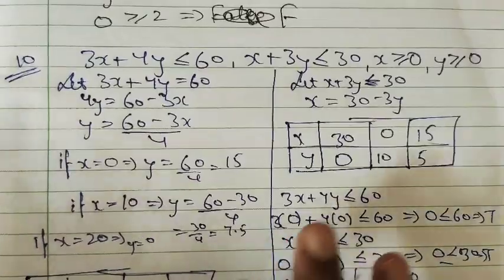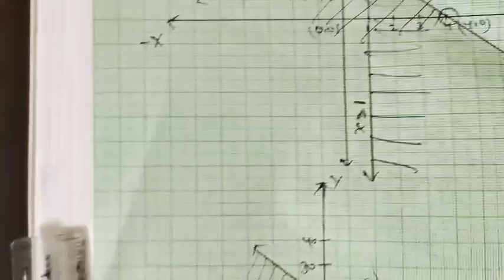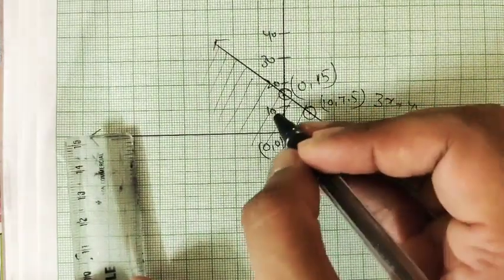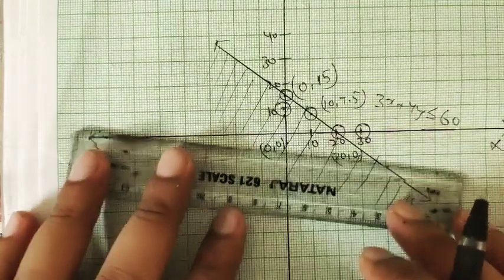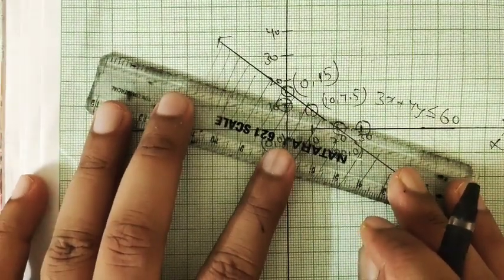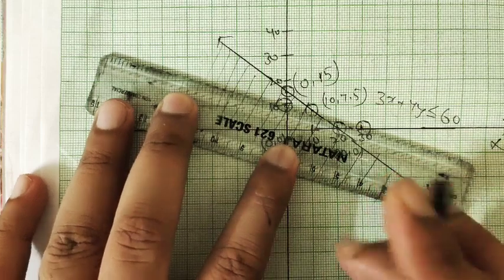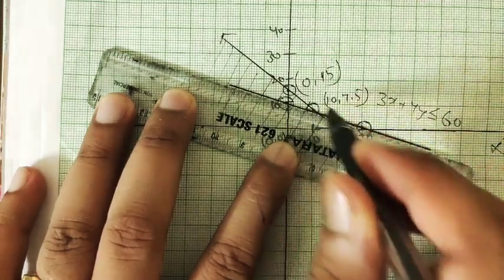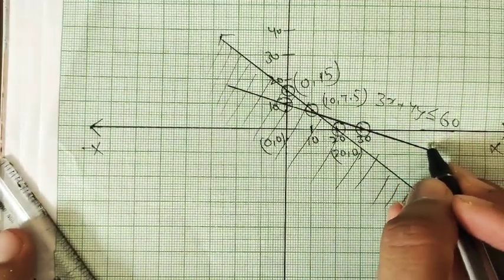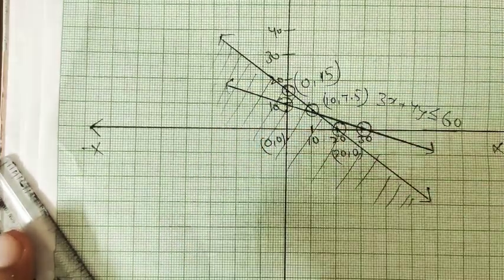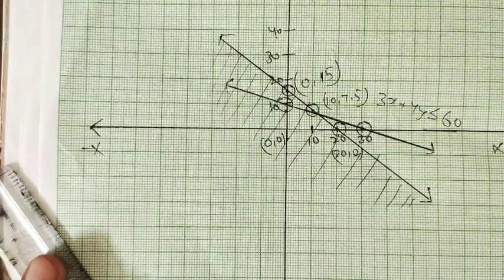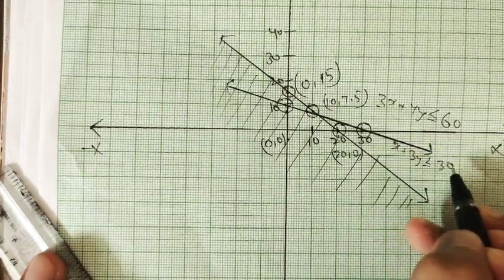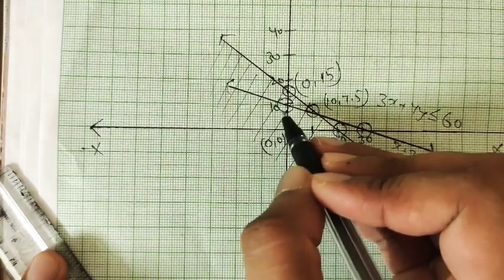So 30 comma 0 and 0 comma 10. 30 comma 0 is this point and 0 comma 10 is this point, right? Join these 2 points, right? In this way, x plus 3y is less than or equal to 30. Again the below portion we have to take, so we will take this portion.